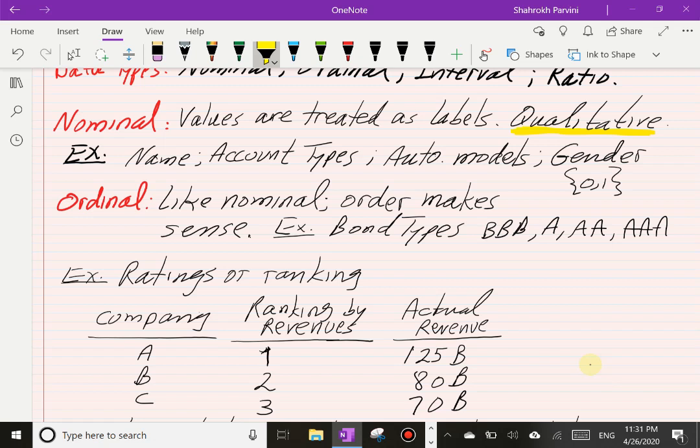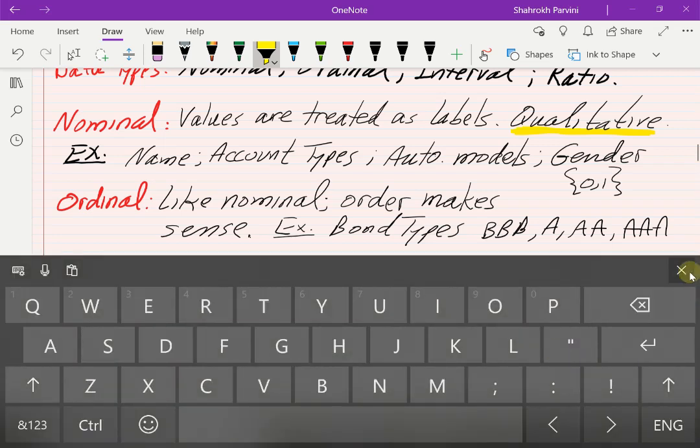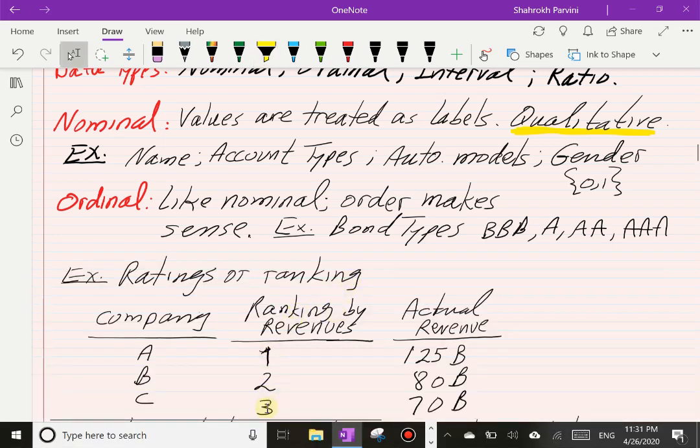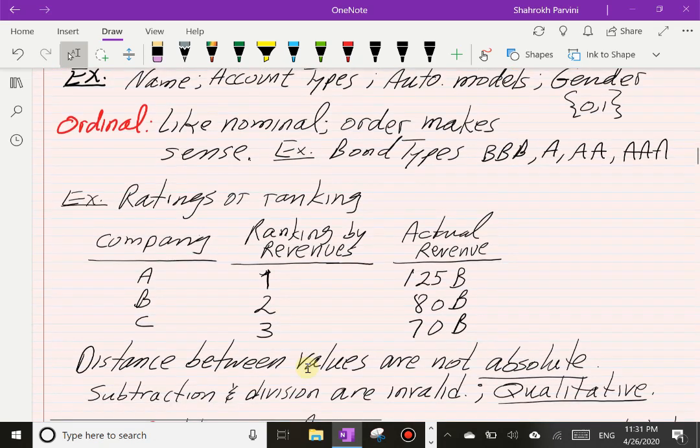So if you look at now the difference as you go from 1 to 2 to 3, each of those numbers, right? As you go from 1 to 2 to 3, the difference between them is 1 unit, right? But if you look at the actual revenue, they're not equally spaced. The difference from 125 and 80, that's $45 billion of difference. Between 80 and 70, that's company B and C, the difference is $10 billion. So distances between them are not the same as suggested by the rankings. So that's what I have written down.